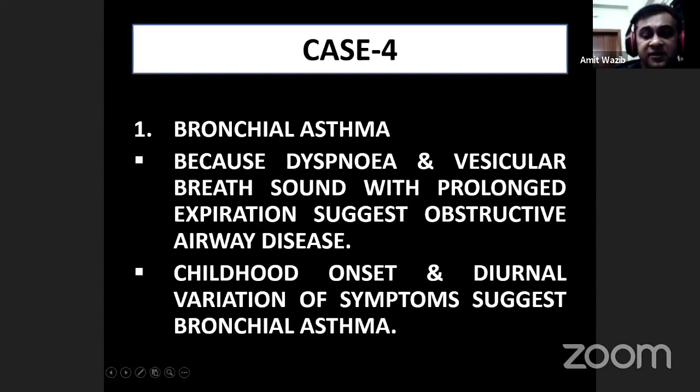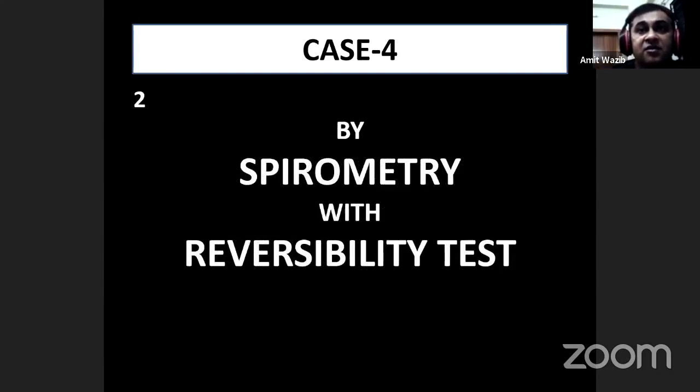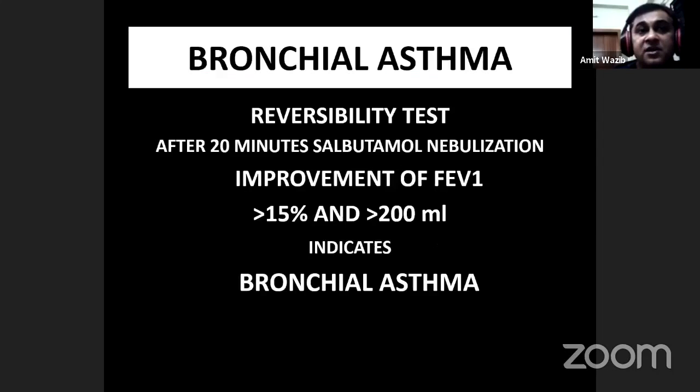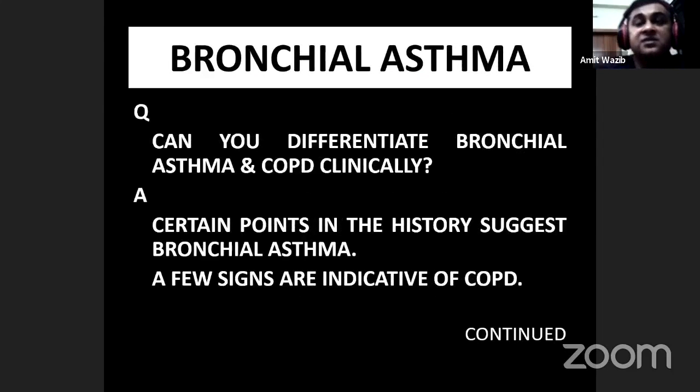So definitely, without the help of spirometry, we can still guess whether this is asthma or COPD. There are a few points we are discussing. Obviously, when you are asked how to confirm whether this is asthma or COPD, the answer will be spirometry and reversibility test, just like before. But if you are asked, okay, you don't have a spirometry facility, can you still clinically identify bronchial asthma or COPD? Yes, it is still possible with the help of a few symptoms and a few signs.